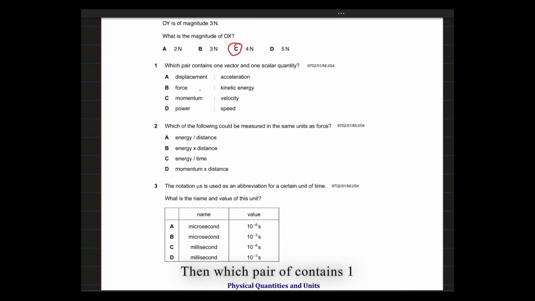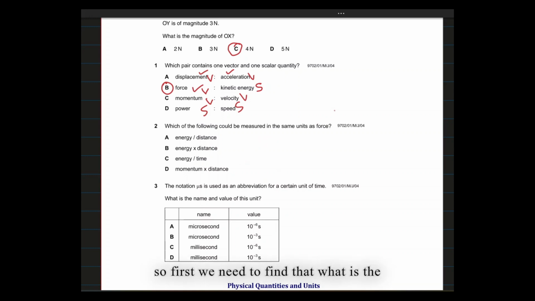Then, which pair contains one vector and one scalar? Very simple question. The first option does not contain one vector and one scalar, both are vectors. In the second, we have one vector and one scalar. In C, we have vector and vector, and in D, we have scalar and scalar. So B would be our final answer. You must know whether quantities are scalar or vector. That's really important.